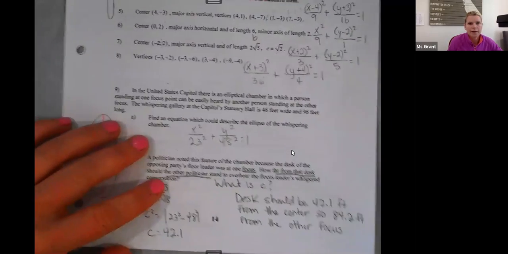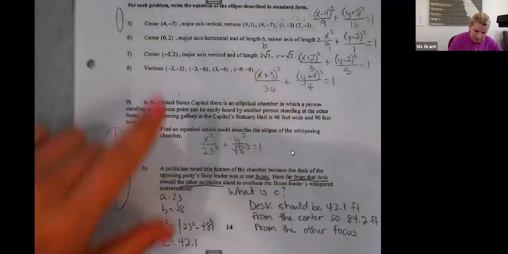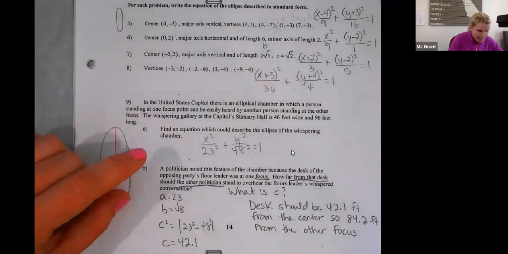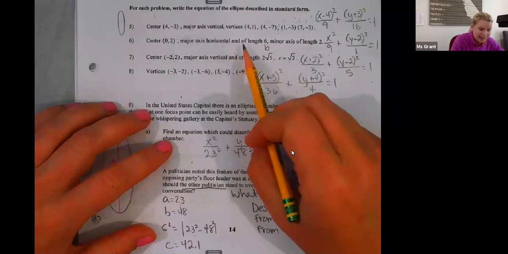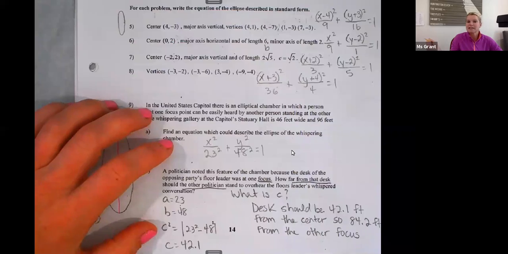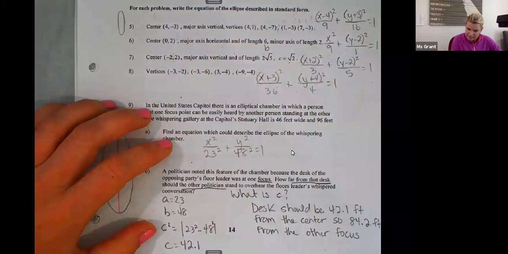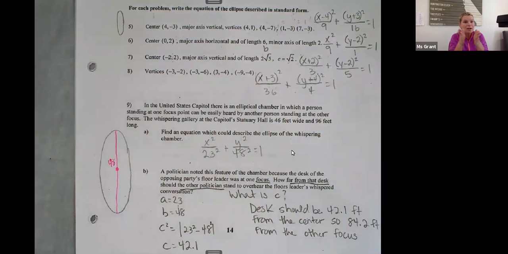Okay, number 6 says that the center is at 0, 2. My major axis is horizontal and a length of 6. 6 from side to side, right? 6 from left to right. That means that the middle is 3. Do you get that? If my whole ellipse is 6 long, then the center point must be 3 in the middle.